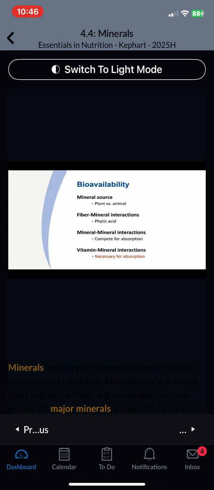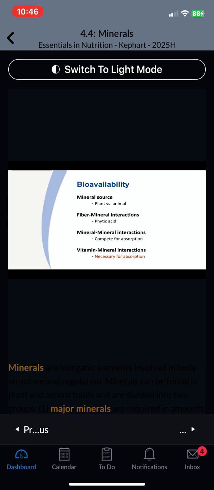One of the ways is the mineral source. Is it a plant versus an animal source? Minerals from animal products are better absorbed than those minerals that come from plant products. Sometimes there are things that are in the soil or in the plant product itself that actually inhibit the absorption of certain minerals. Fiber-mineral interactions are important. Phytic acid, or phytate, which is found in grains, it's a grain fiber, can bind to the mineral and actually cause interference with that absorption.